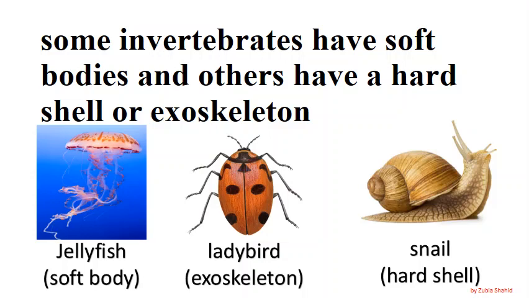So let us check the soft body invertebrate. Example is jellyfish. Exoskeleton example is a ladybird. Look at the body of a ladybird. It is covered with a hard covering, that is its exoskeleton. Hard shell around it, you can see this snail. Although its body is soft, it has a hard shell, and this helps to protect its body.